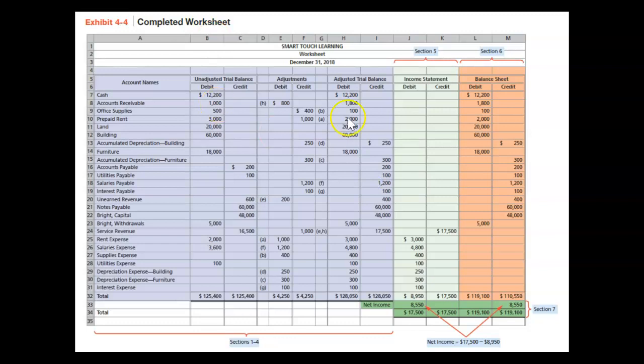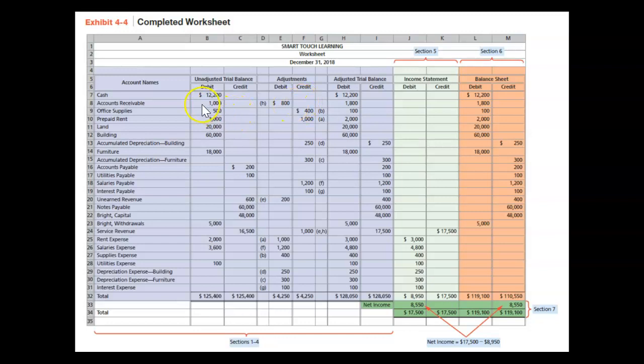Okay. So this is an example of a completed worksheet. We did all of these in the last couple class periods. We did the unadjusted trial balance. We then did our adjustments. So this has a bunch of adjustments here. And then we did the adjusted trial balance, which is simply the unadjusted trial balance, then factoring in any adjustment.